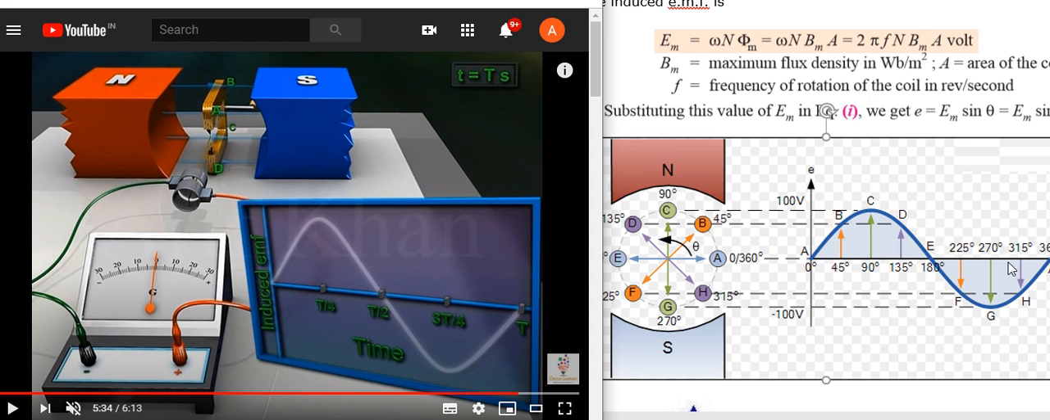In this way you get an alternating voltage. This is the final shape of an alternating voltage, where E max is the maximum induced EMF, obtained at 90 degrees, and at 0 and 180 degrees you get 0 voltage, and at 270 degrees the EMF generated is maximum in the negative half cycle.